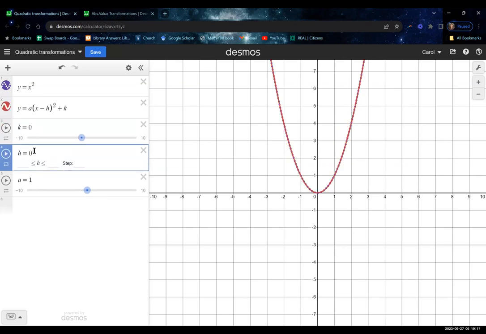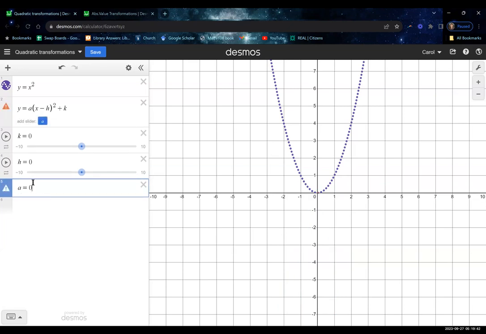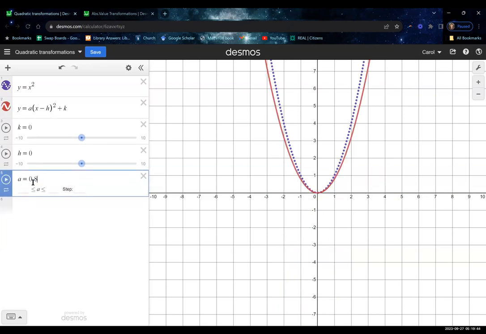H moves it left and right, opposite the way that it looks in the equation. So if it has x minus 2 squared, it's going to look like this. It'll move it to the right 2 still. And A, let's go back to 0. A, let's say this is -1. Yep, flips it down. -5. Yep, skinnier. Let's do a fraction, 0.8. A little bit flatter. Right?